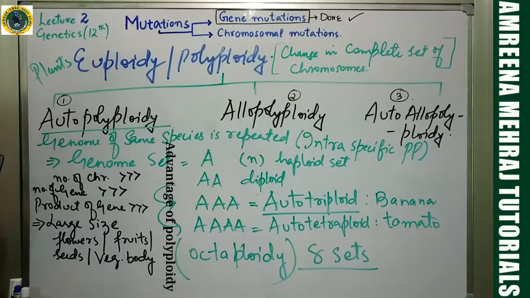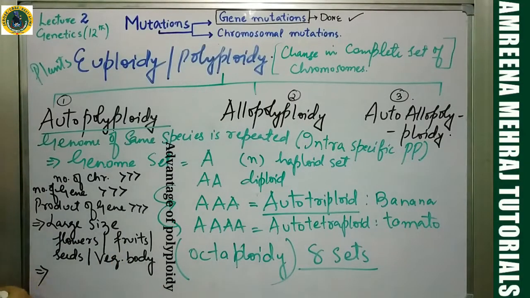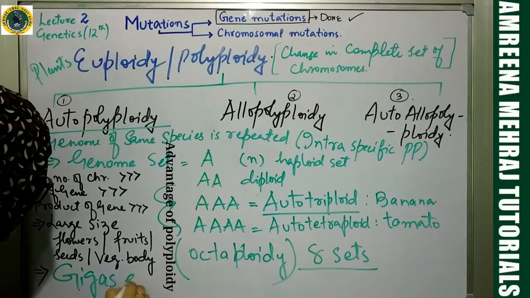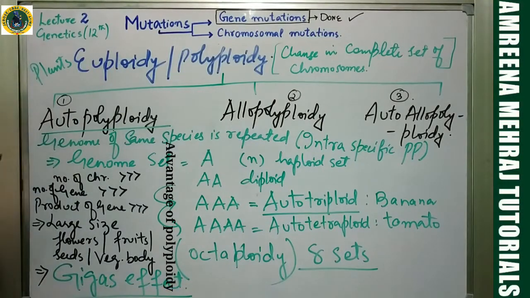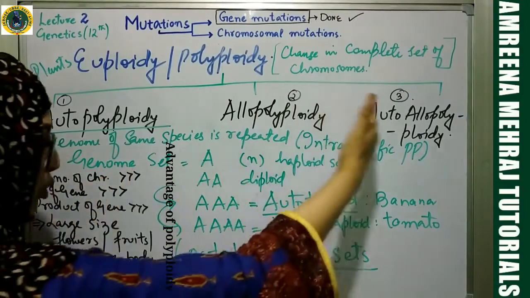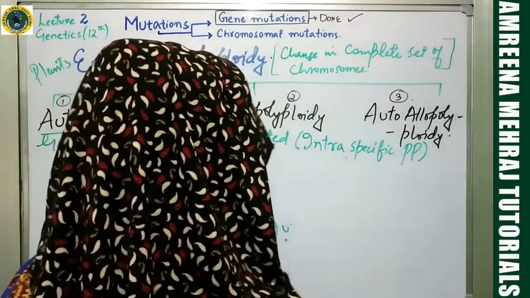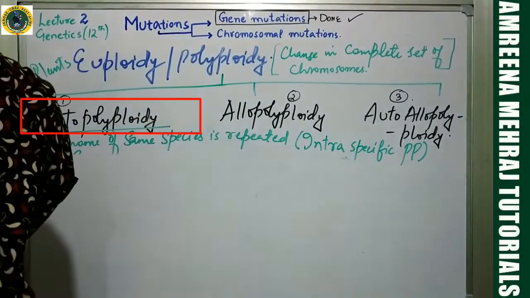So they are showing some effect. This effect where they are producing large seeds, large flowers, large body parts, this effect is called the gigas effect. This effect is called what? The gigas effect. A giant body because of autopolyploidy. Say for example, you have an autopolyploid like this.